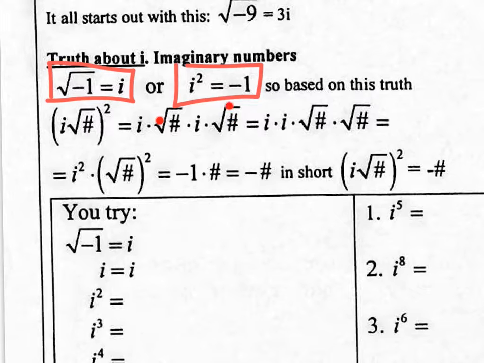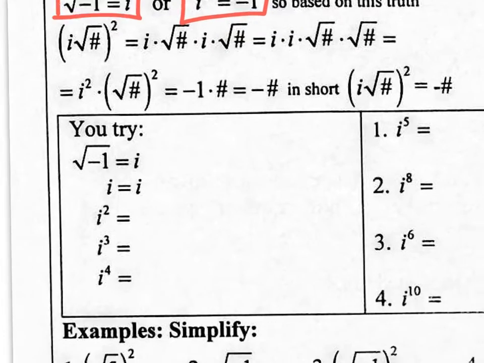Then you'd end up with i times i, which is i squared, and then the square root of the number times the square root of the number, which would be the square root of the number squared. Now we all know that the square and the square root will eliminate themselves, so you'll just have the number. And we all know that the fact says up here that i squared is negative 1. So you have negative 1 times that number, which is just the negative number. Fun, huh?